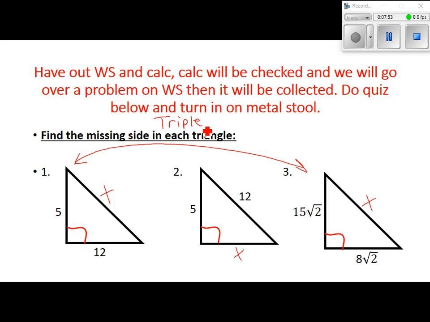This one, you have to use Pythagorean's theorem. You have to set up a squared plus b squared equals c squared and solve for the a or b or whatever. Take a minute or two, do that. Get finished with it. I know it says turn it in on the metal stool. You can probably figure out that it's not the metal stool, it's the tray, right?